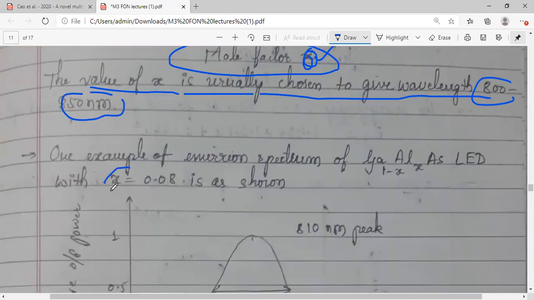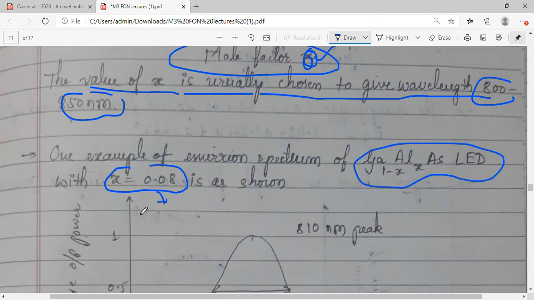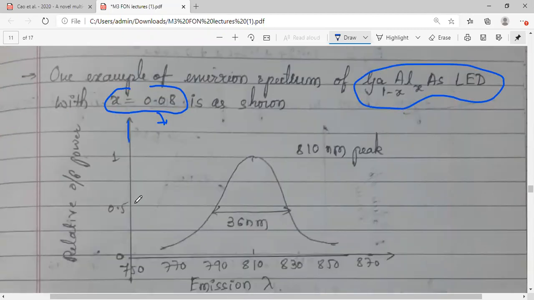Now, one example I have taken for X is equal to 0.08. If I take the mole ratio 0.08, what kind of LED will it be, and how will it emit? How will the emission spectrum be? How will the intensity of the light vary? You can see here.